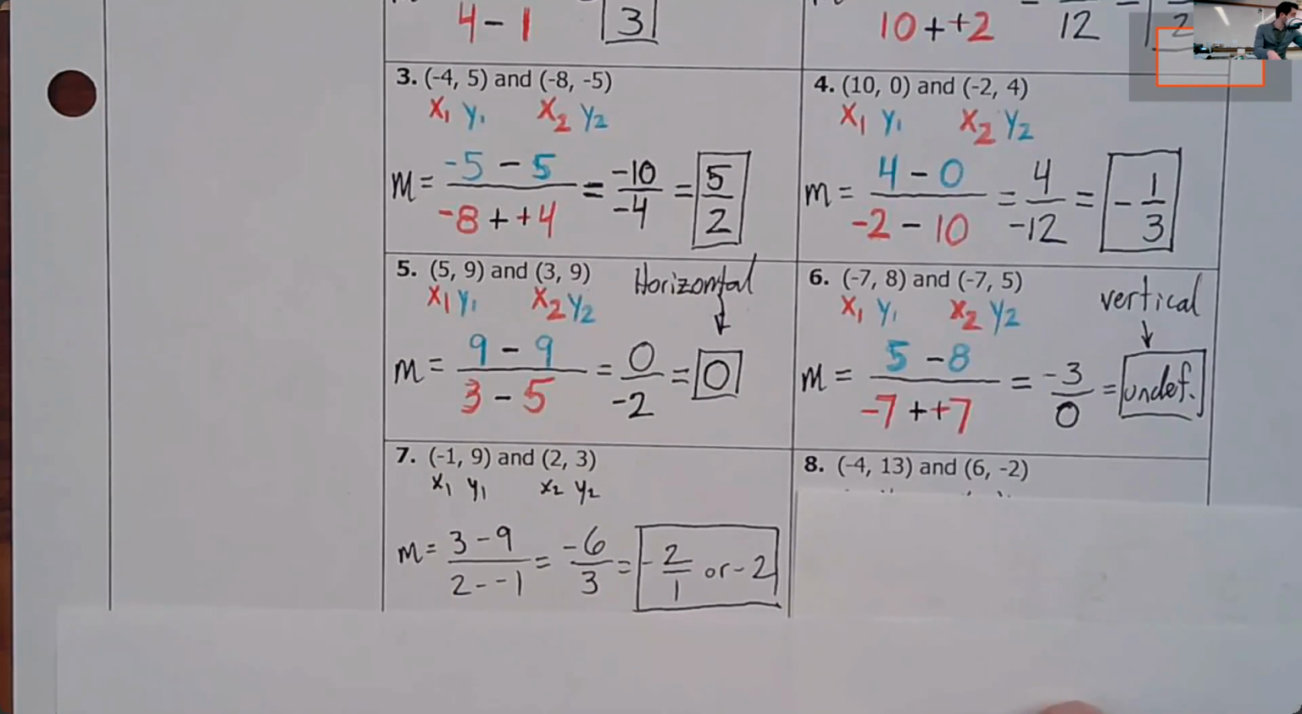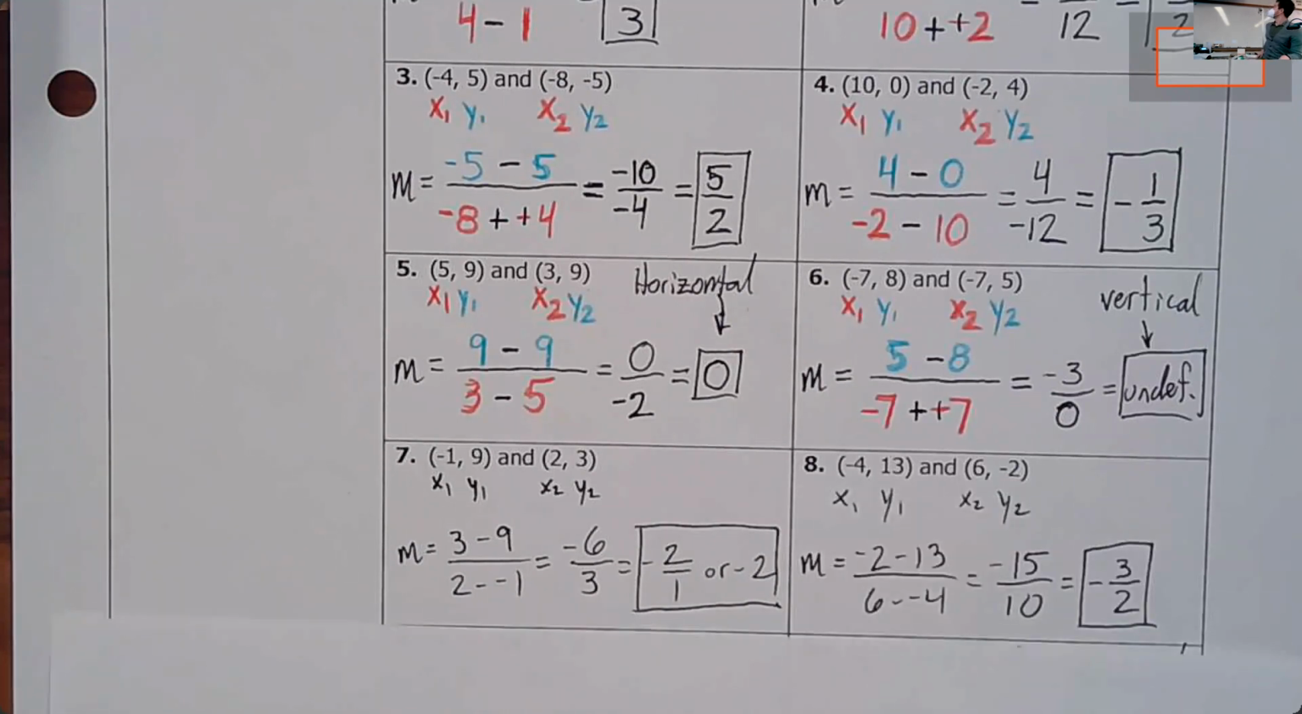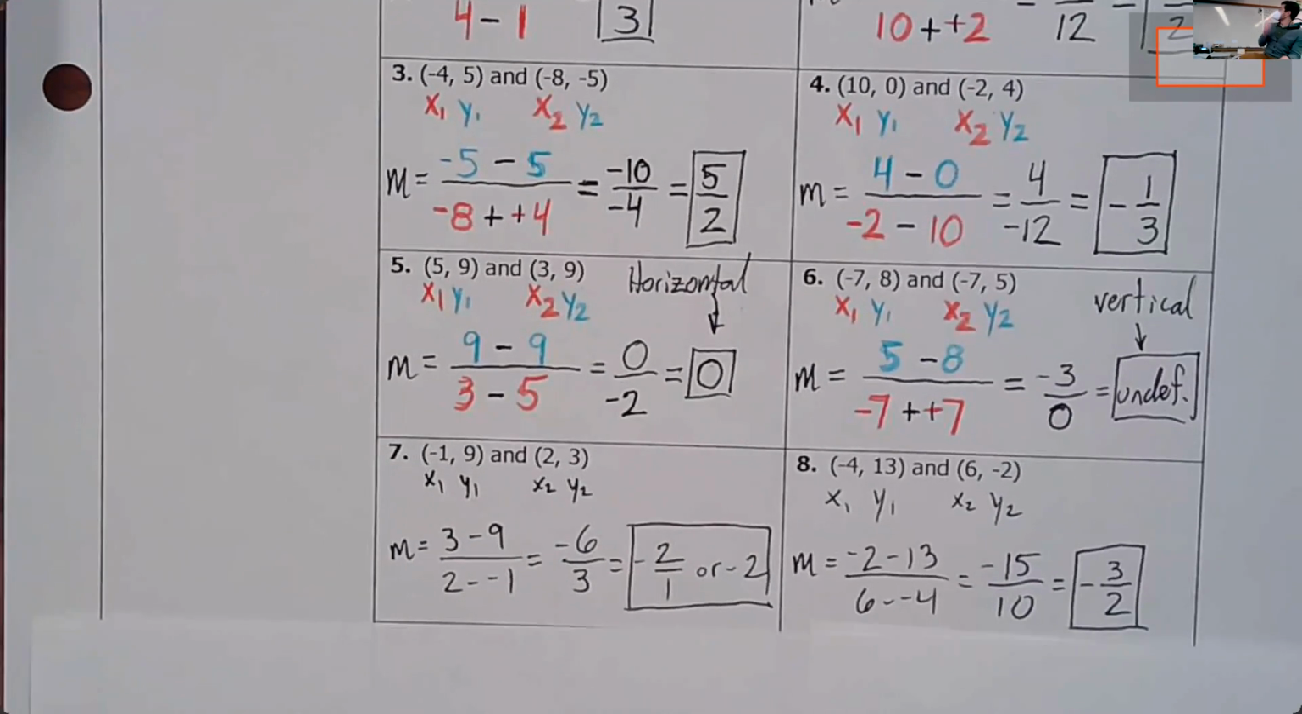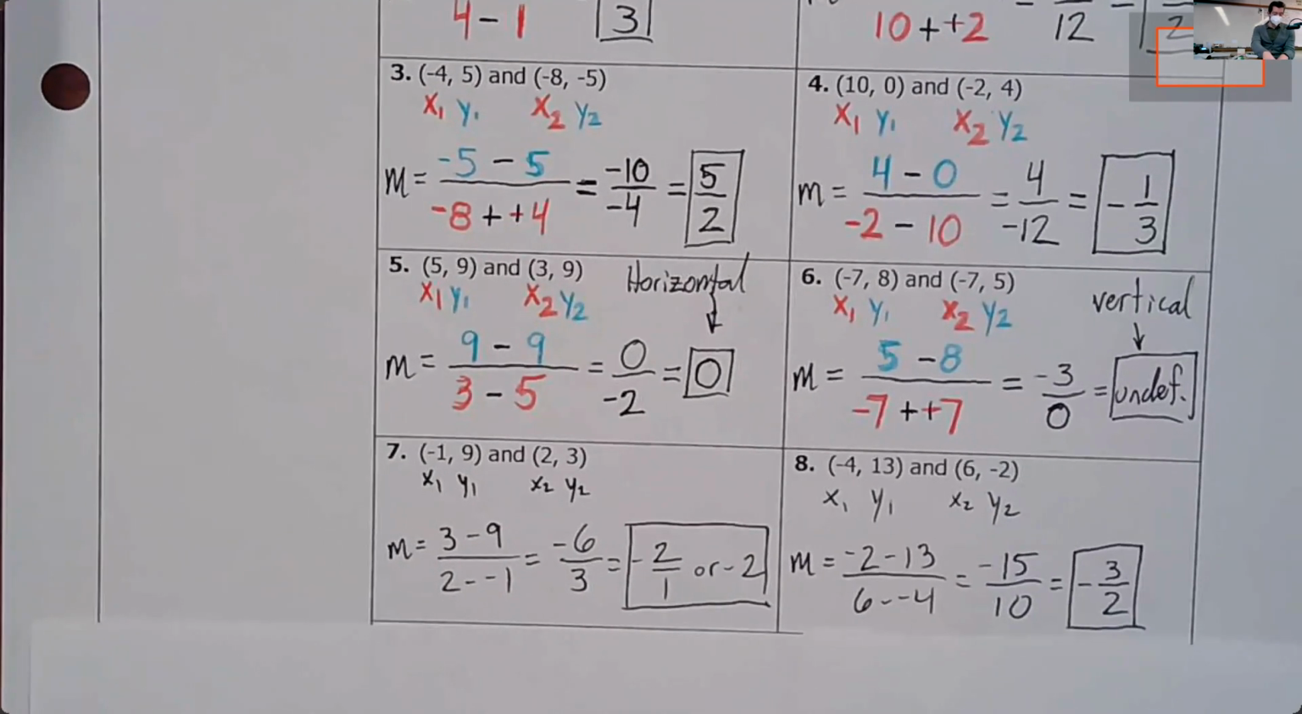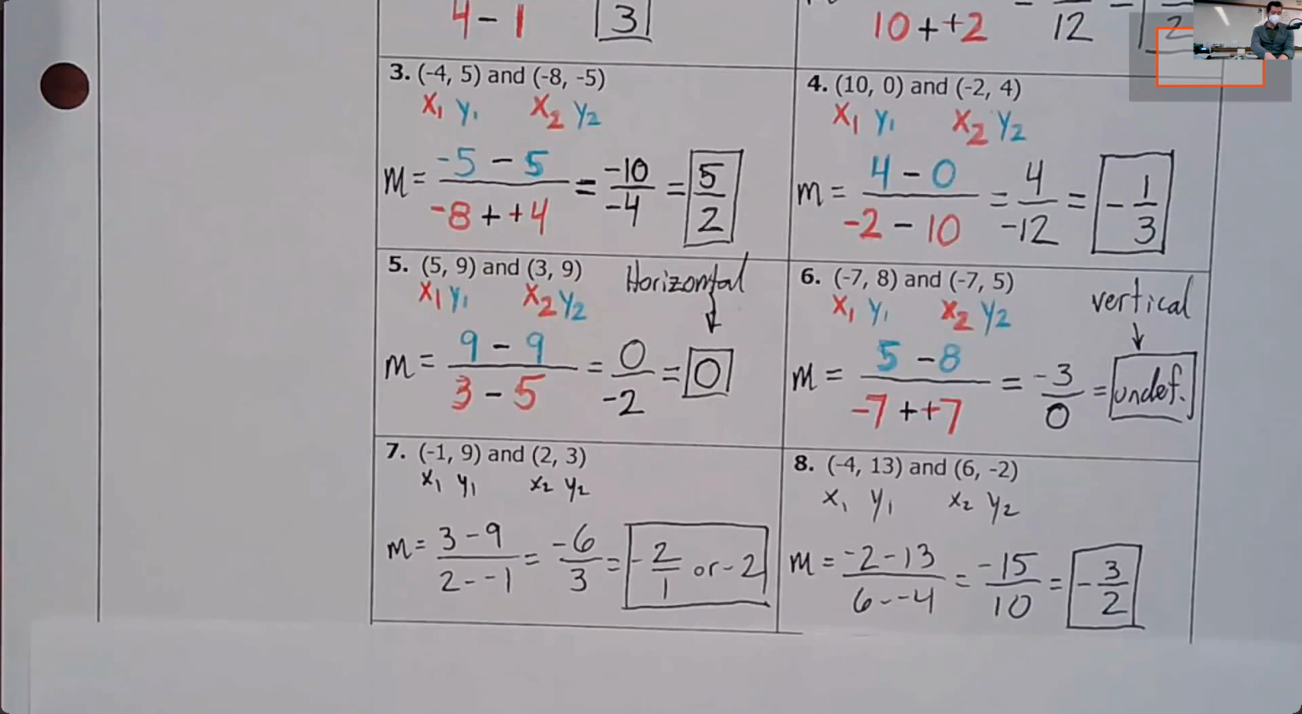Next, I would like to hear from Creed. Do you have anything for number 8? -3 over 2. Good. Nice. So we got -3 over 2 for number 8. Y2, -2 minus 13. -2 minus 13 is -15. 6 minus -4 for the denominator is the same as 6 plus 4, which is 10. And -15 over 10 reduces to -3 over 2 because they are each divisible by 5.